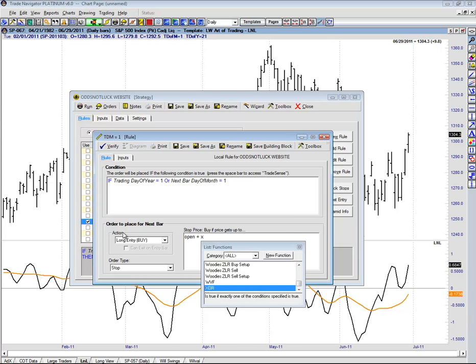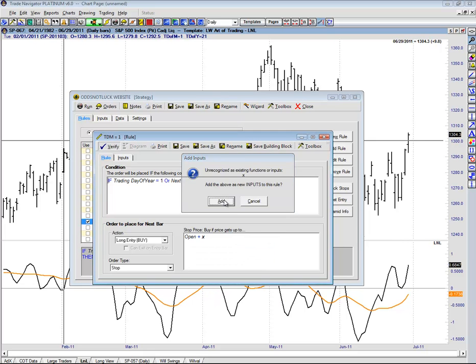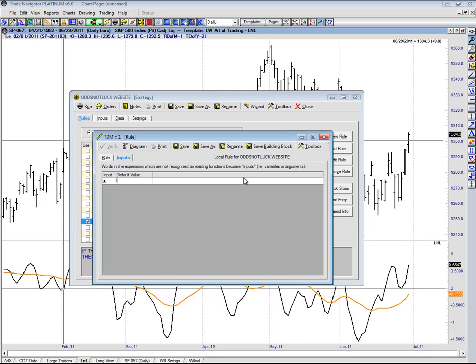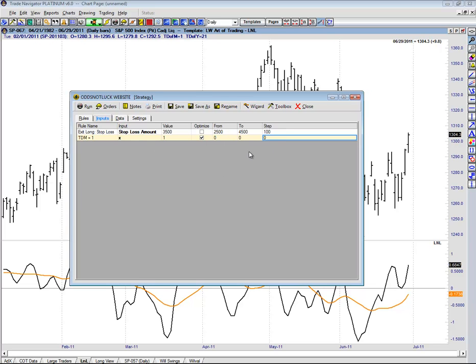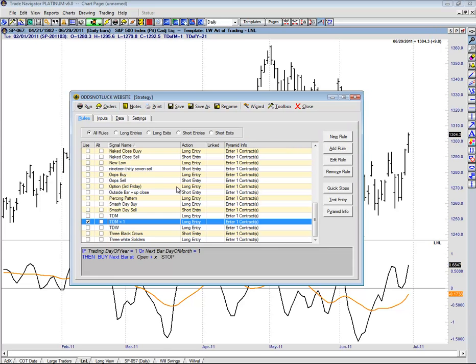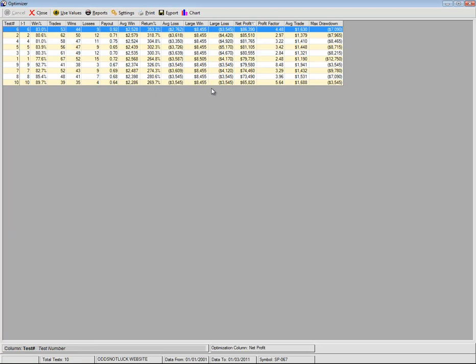Let's take a look at what happens if we buy at open plus X. So we're going to add the function X. I'm going to use the default of 1. Then we'll go in here, change the input, and optimize it from 1 to 10. So what we're doing here is we're going to buy at the open of the next day plus X amount of ticks or X amount of points. So we're going to run that optimization here.